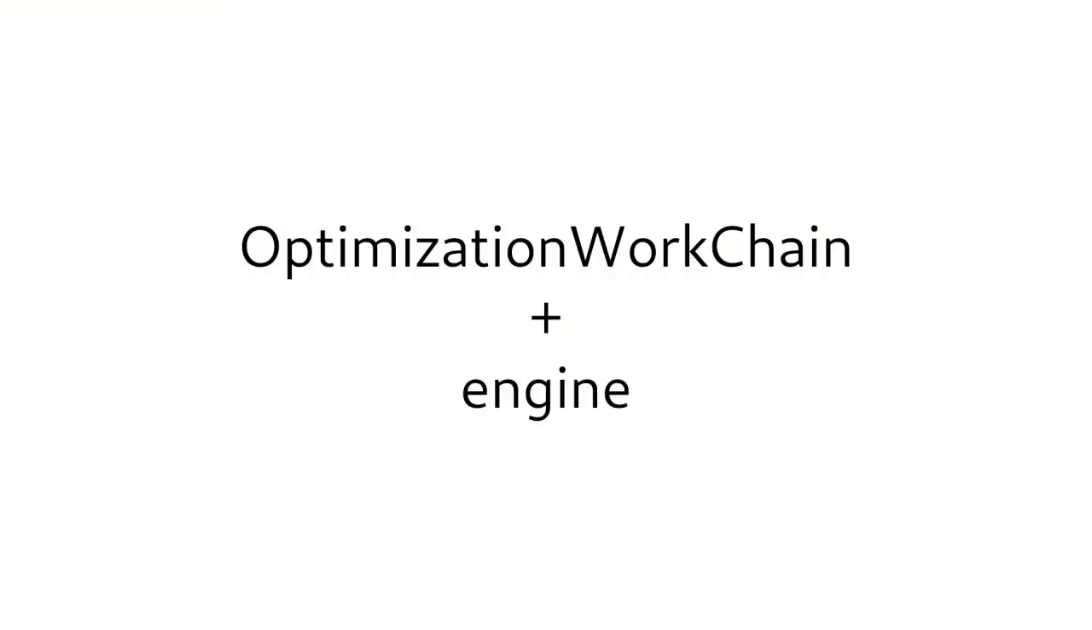The main takeaway from this short example is that there are two parts to running an optimization. An optimization workchain, which is always the same, and an optimization engine that differs depending on exactly which kind of optimization you want to run. One assumption we've made in this simple example is that there's only a single input that we need to vary in our optimization.